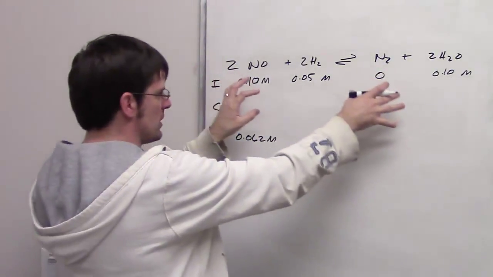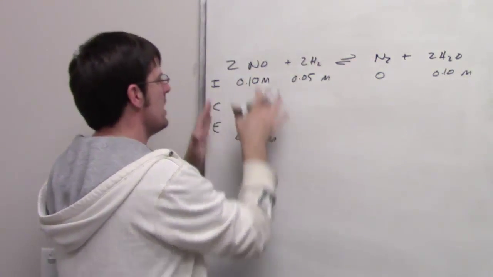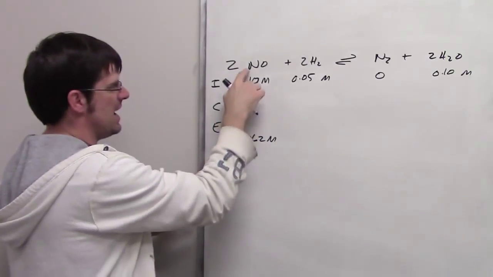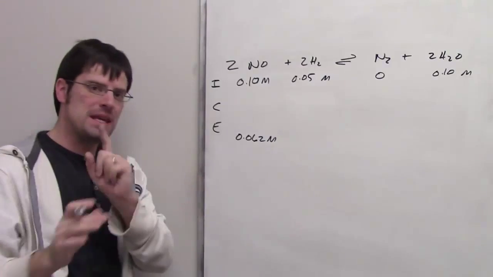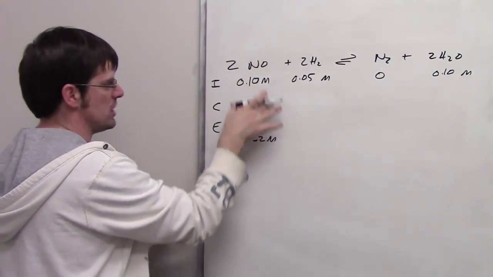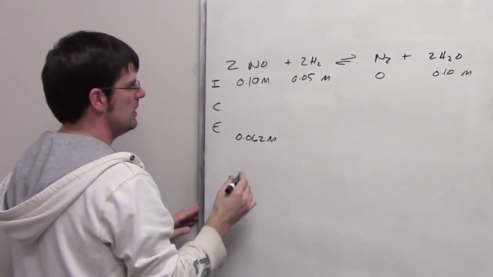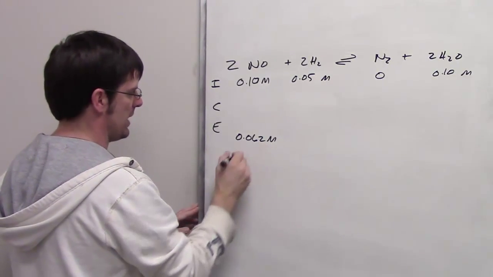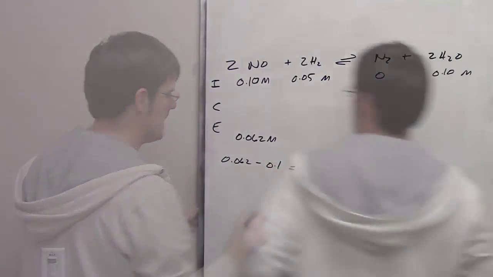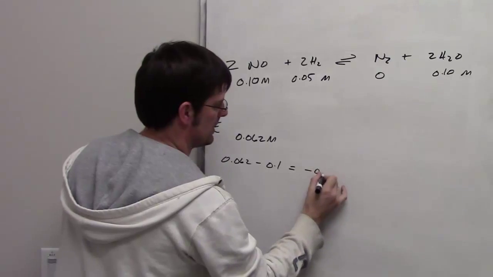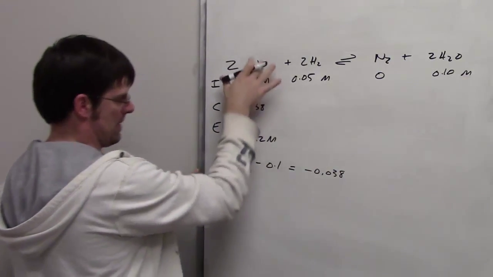Now some changes undergo as this goes back and forth in order to reach equilibrium. Then once it does reach equilibrium, I've got a concentration of NO of 0.062 molar. So what I'm going to begin by doing is determining what the change is. What's the difference between 0.1 and 0.062? I'm going to take the final 0.062 and subtract from it the initial, which is 0.1. That gives me a final answer of negative 0.038. So that is the change in concentration for my NO.